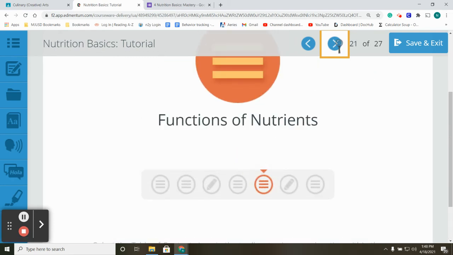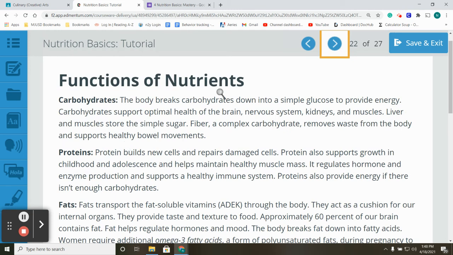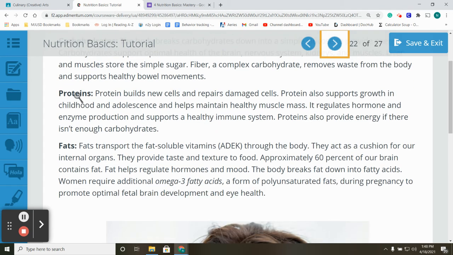Functions of nutrients. Carbohydrates. The body breaks carbohydrates down into simple glucose to provide energy. Carbohydrates support optimal health of the brain, nervous system, kidneys, and muscles. We learned about that. Liver and muscles store the simple energy. Fiber, a complex carbohydrate, removes waste from the body and supports healthy bowel movements.